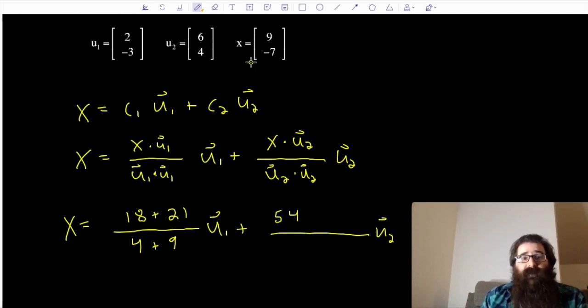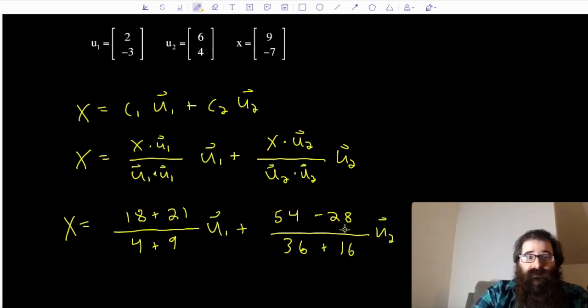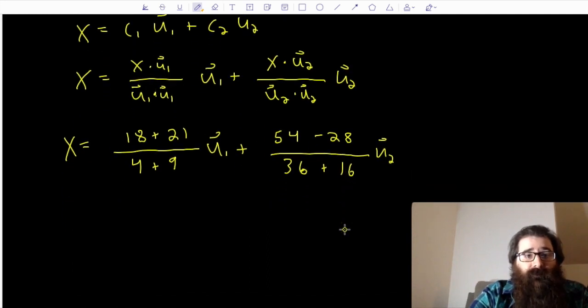And then plus negative 7 times 4 is going to give me negative 28. And then divided by u sub 2 dotted with itself, so 6 times 6 gives me 36, plus 4 times 4 gives me 16. Let's keep going. So let's see if we can build this.